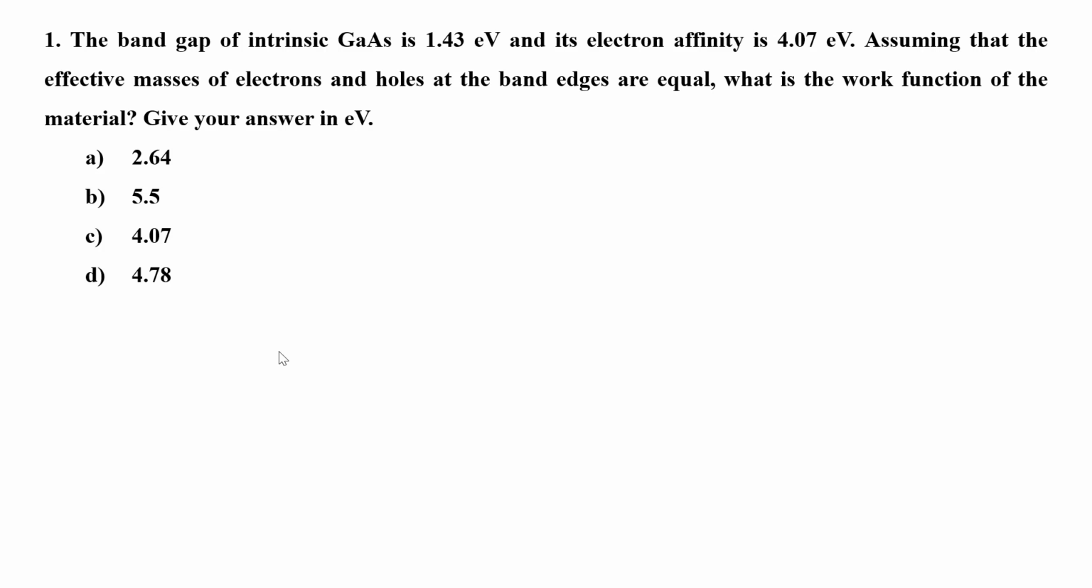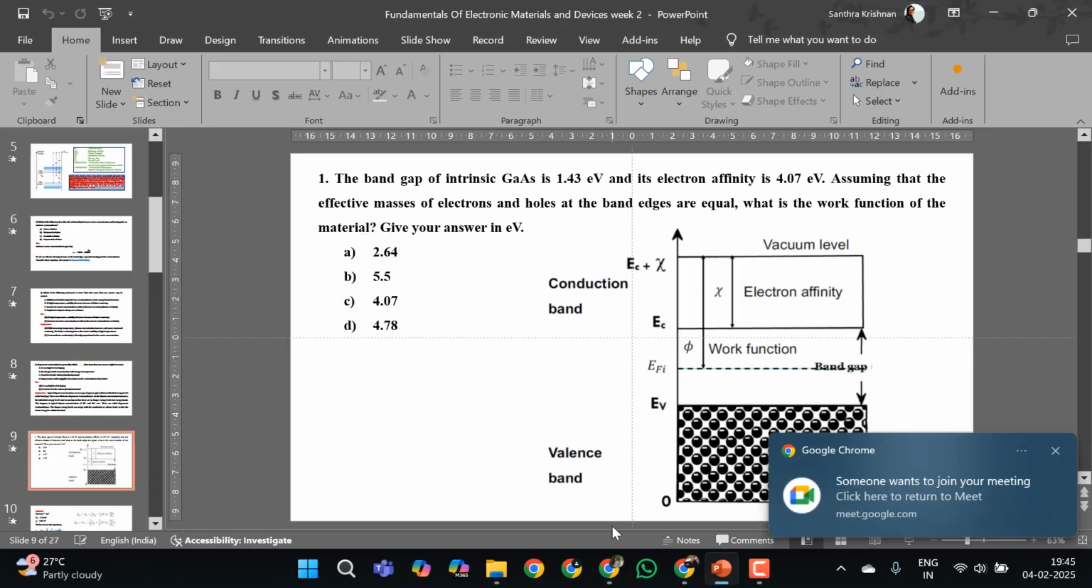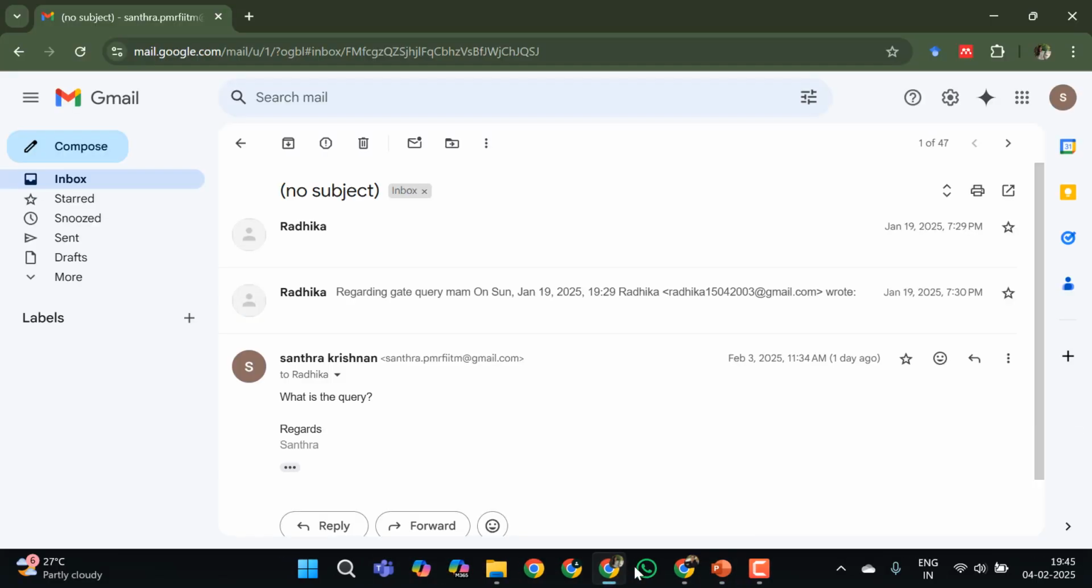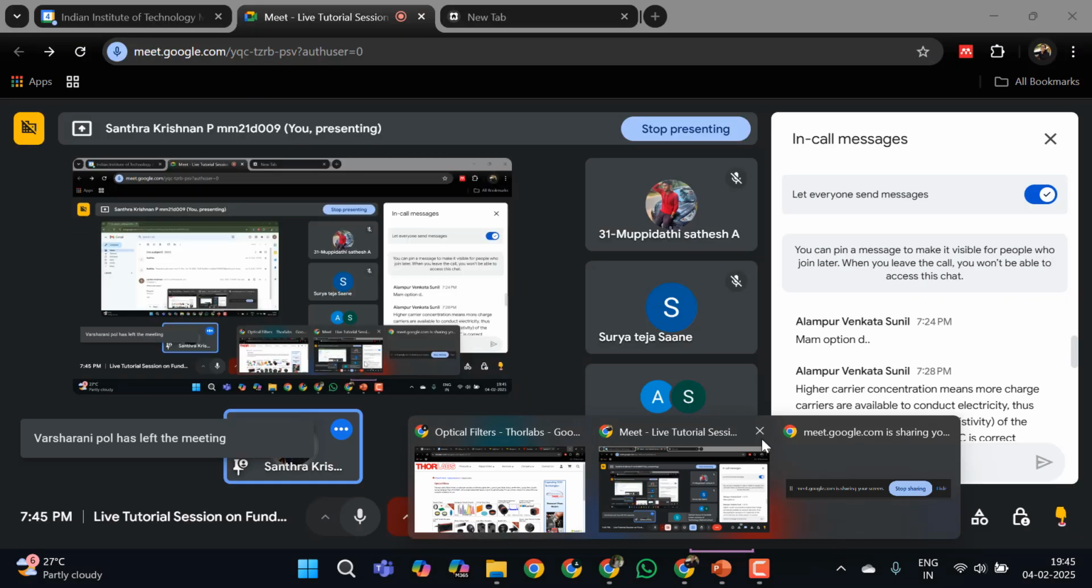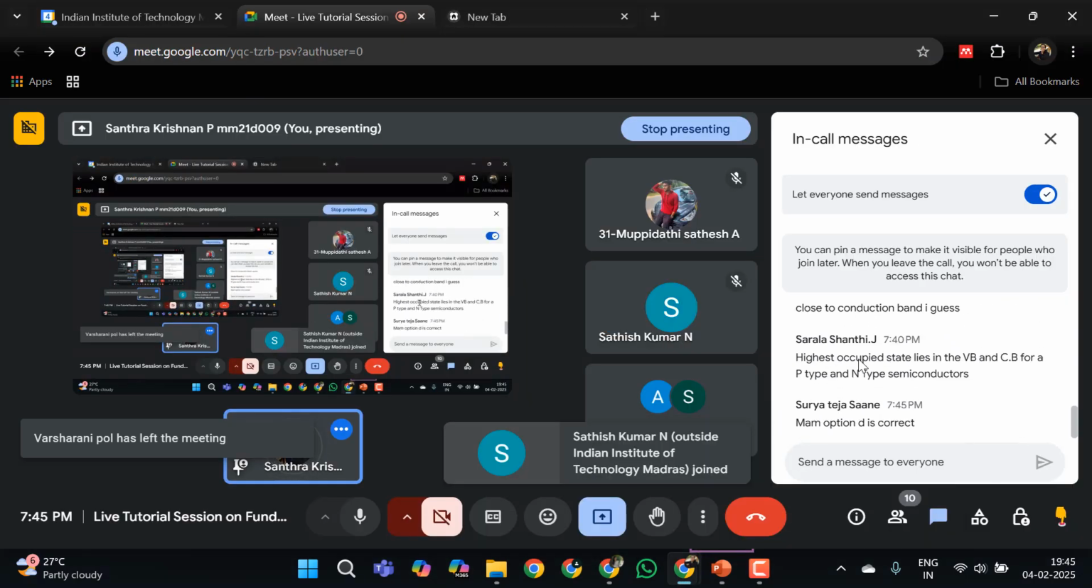Everyone, using the same ideas that we had followed in the first question, please try to solve this first numerical. Once you have got the answer, you can either put it in the chat box or unmute and tell me. Let me check if somebody has already posted something here.